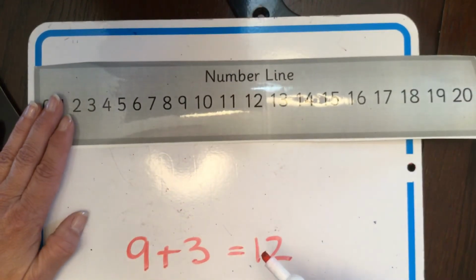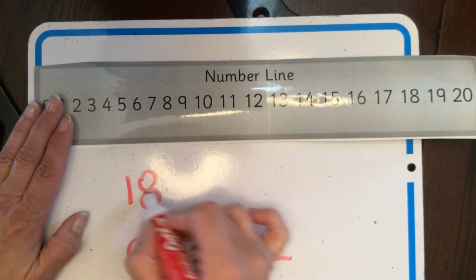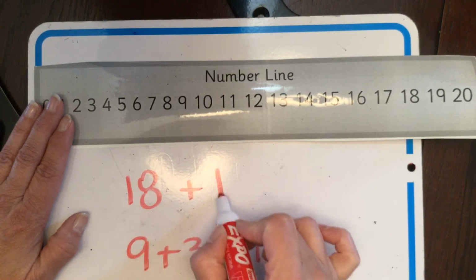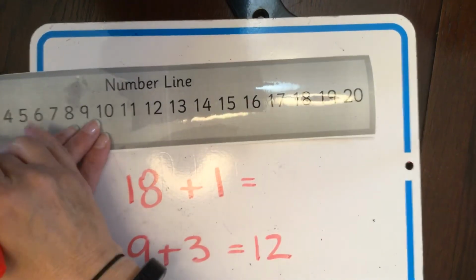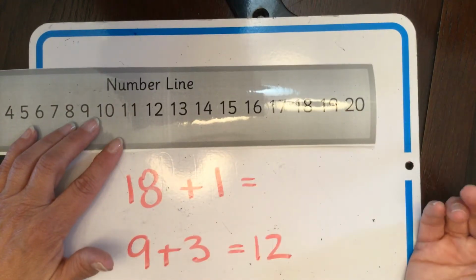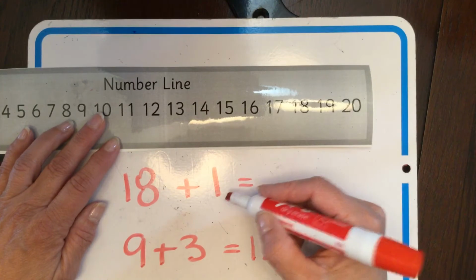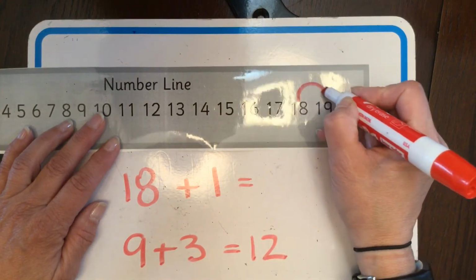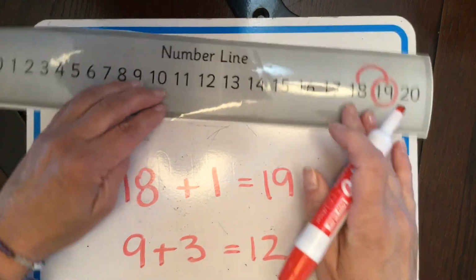You just have to push a little hard, especially if you use red like I did. So let's say my question is 18 plus 1. Then I'm going to go right up to 18. I'm not going to start at 1 and try bounce 18 times. It's too many bounces for me. I might lose my spot. So I'm going to use 18, and I'm going to bounce 1 time, and it shows me my answer would be 19.